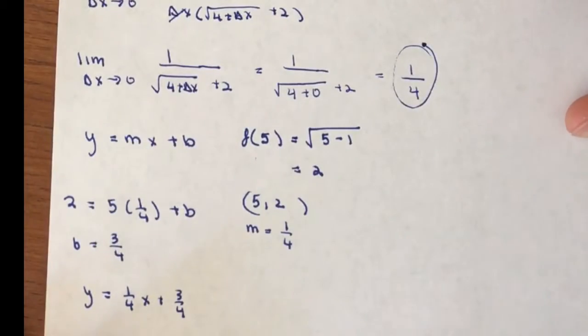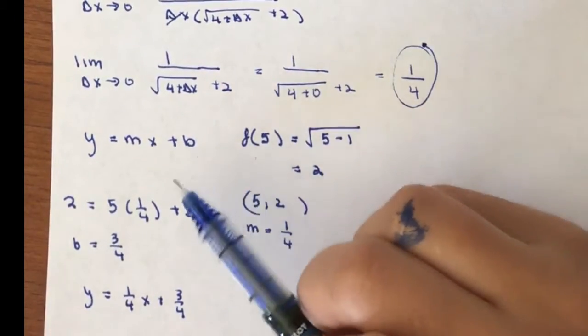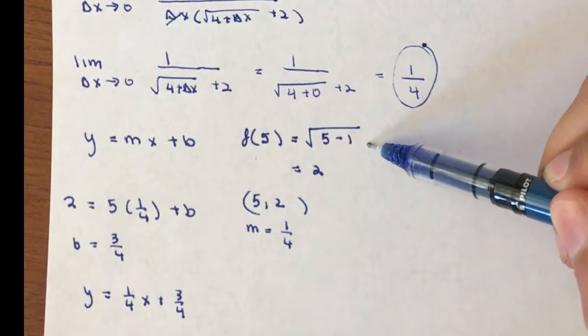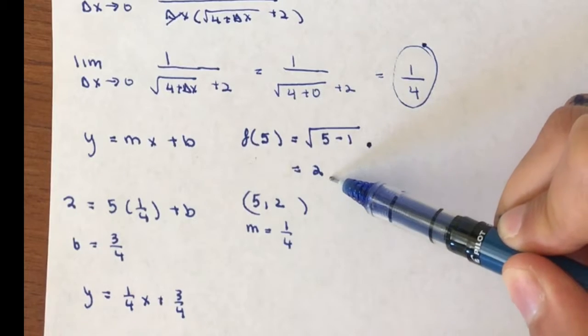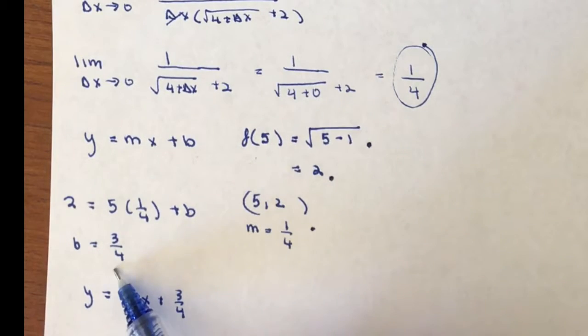Next, if you want to find the equation of the tangent line, we can use y equals mx plus b. We know what the x value is, which is 5. We can plug that into the original equation to find the y value, which is 2. And then we know what the slope is, so you can plug everything in and solve for b, and then you can get y equals 1/4 x plus 3/4.